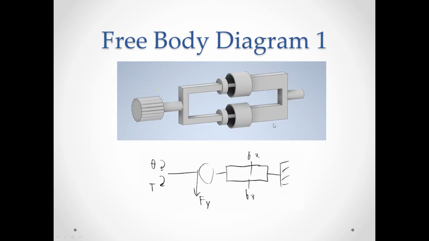With that being said, now let's go into free body diagram 1, which is the top part of our drawing. We have the gear, two dampers, and here's the quick free body diagram drawing that I have in my work. We have our force going downward from here, and you have the torque, etc.